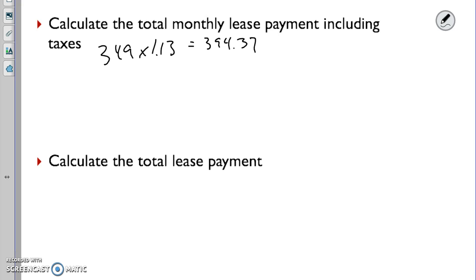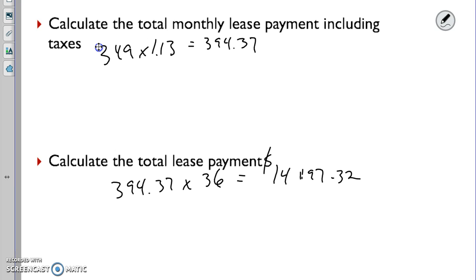Calculate the total lease payment. How much did we pay over the lifespan of the lease? $394.37 times how many years was this? 3 years, 36 months. So that's monthly, so times by 36. $14,197.32.